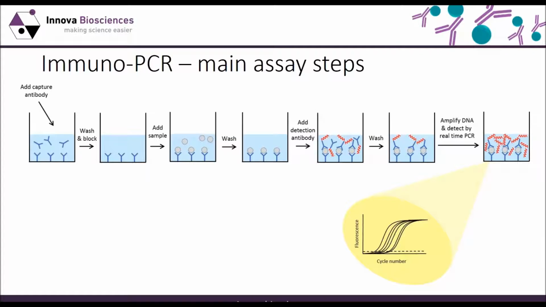A typical Immuno-PCR sandwich assay consists of a number of defined steps. Firstly, an antibody, which is specific to the target antigen, is immobilized on the surface of a microtiter plate. After washing to remove any unbound antibody, the plate is blocked, and then the sample is added. Further washing is used to remove unbound sample. Then a second specific antibody, which has been coupled to an oligonucleotide, is added. After a final set of washing steps, the DNA is amplified and detected via real-time PCR.